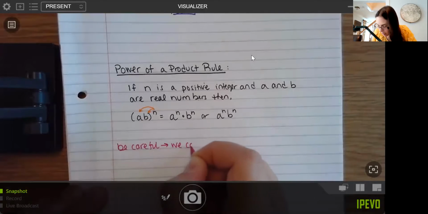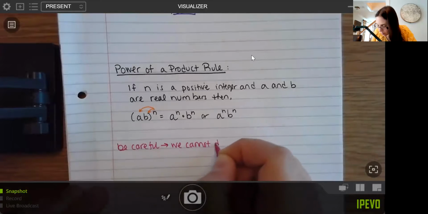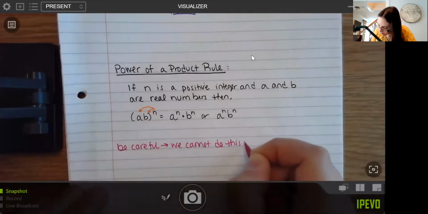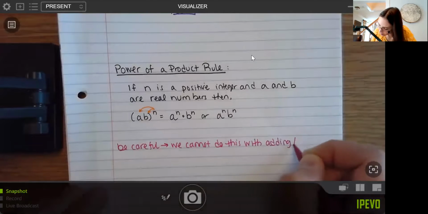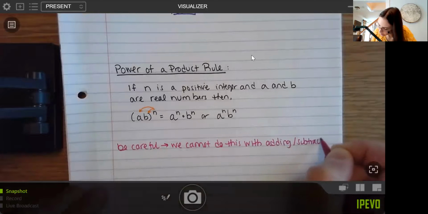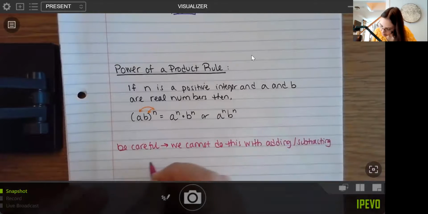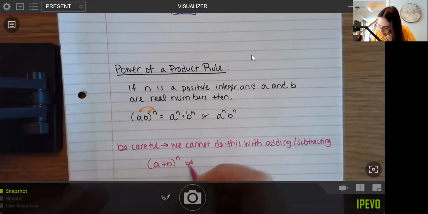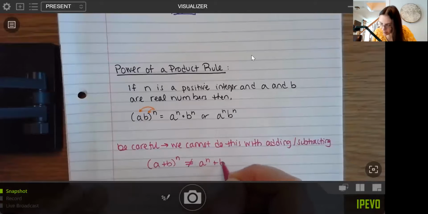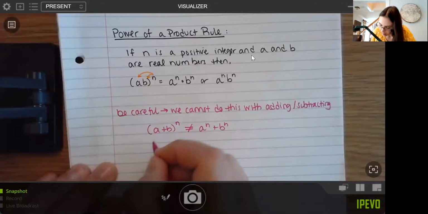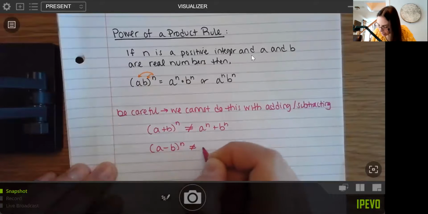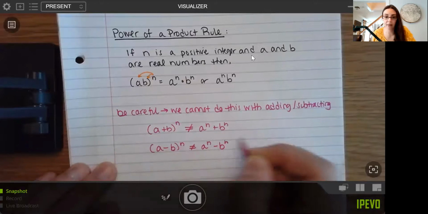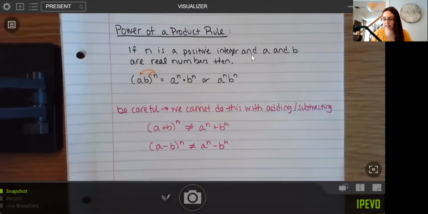Because we cannot do this with adding or subtracting. For instance, a plus b to the nth power is not a to the nth plus b to the nth. And a minus b to the nth power is not a to the nth minus b to the nth. Okay, so this rule doesn't hold if there's addition or subtraction.